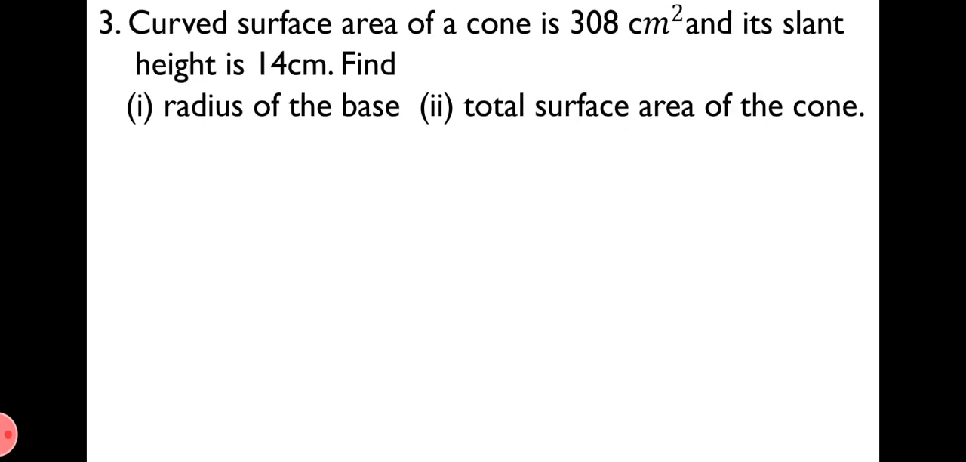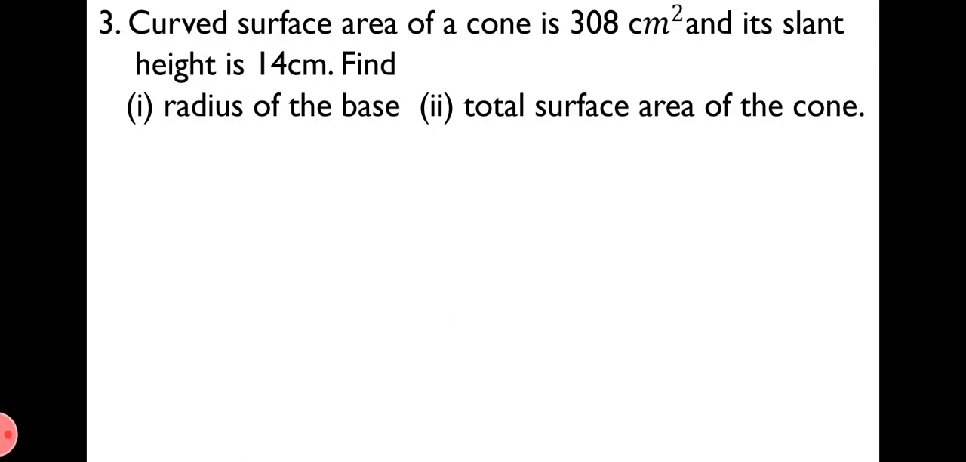Question number 3. Curved surface area of a cone is 308 centimeter square and its slant height is 14 centimeter. Find radius of the base and total surface area of the cone. In this question, curved surface area of a cone is given and its slant height is given. We have to find first the radius of the base, and using that radius we have to find the total surface area of the cone.